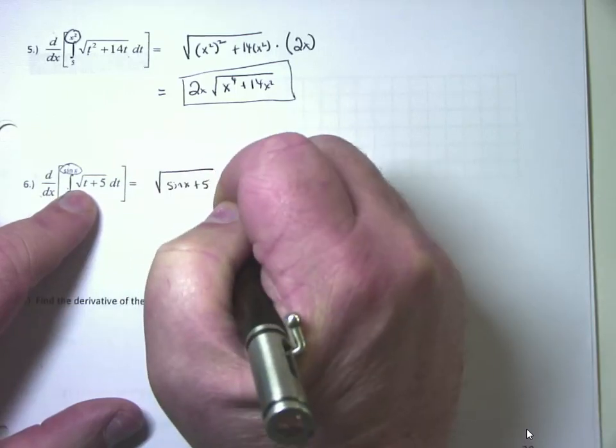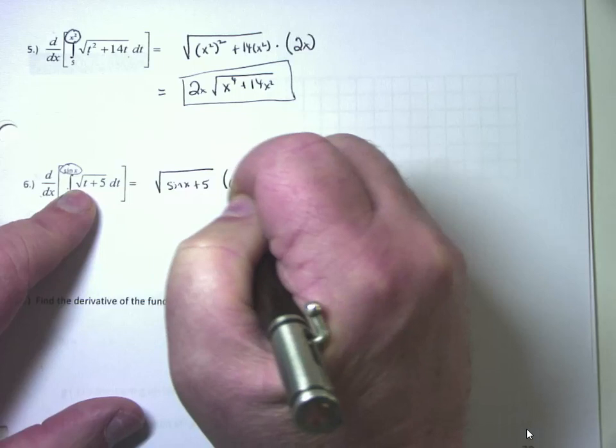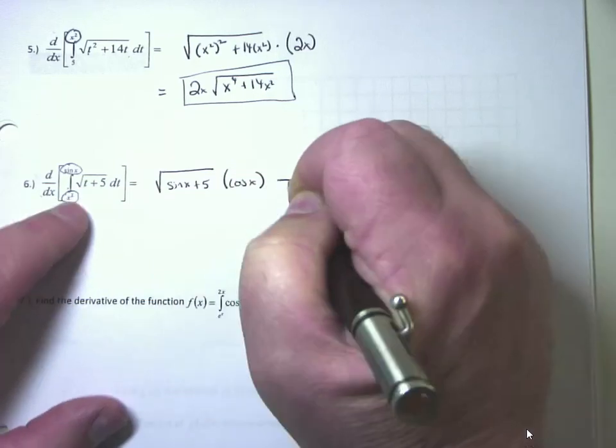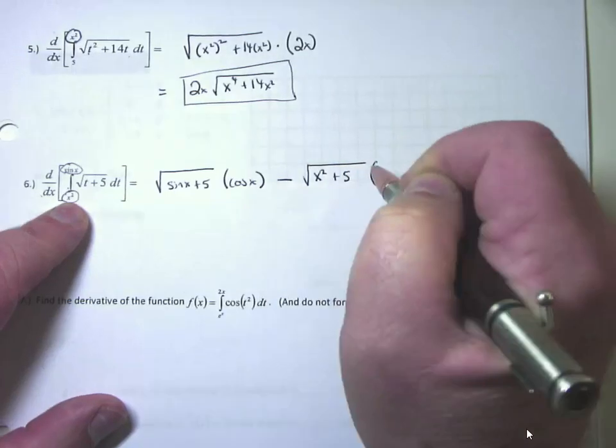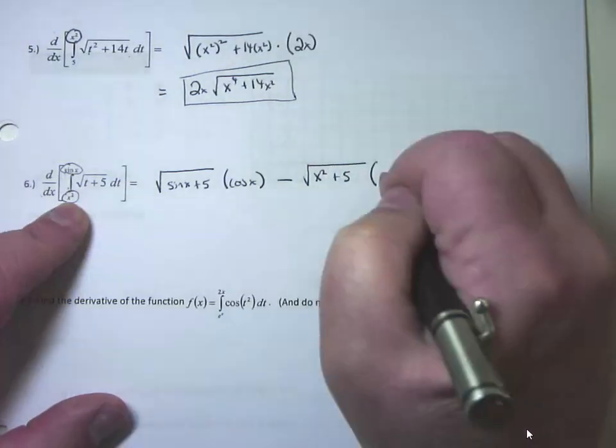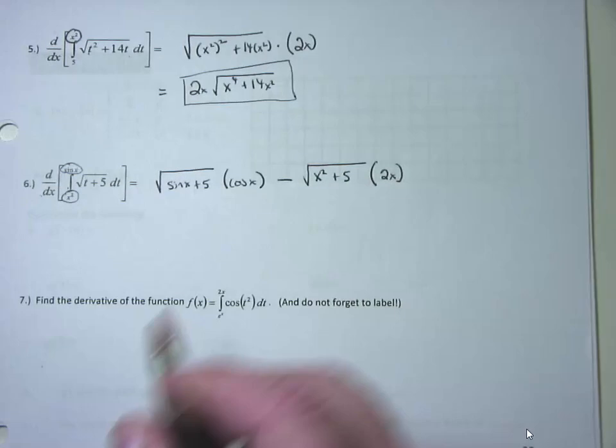Chain rule times derivative of the inside. What's the derivative of sine of x? Cosine of x. Minus plug in bottom: the square root of x squared plus 5, times the derivative of what you plugged in for that guy, which is 2x. And there's my answer.